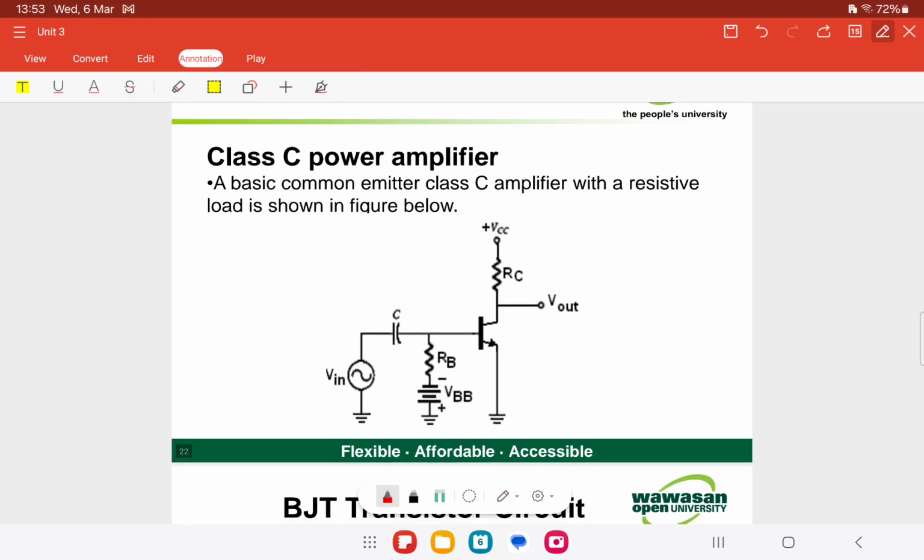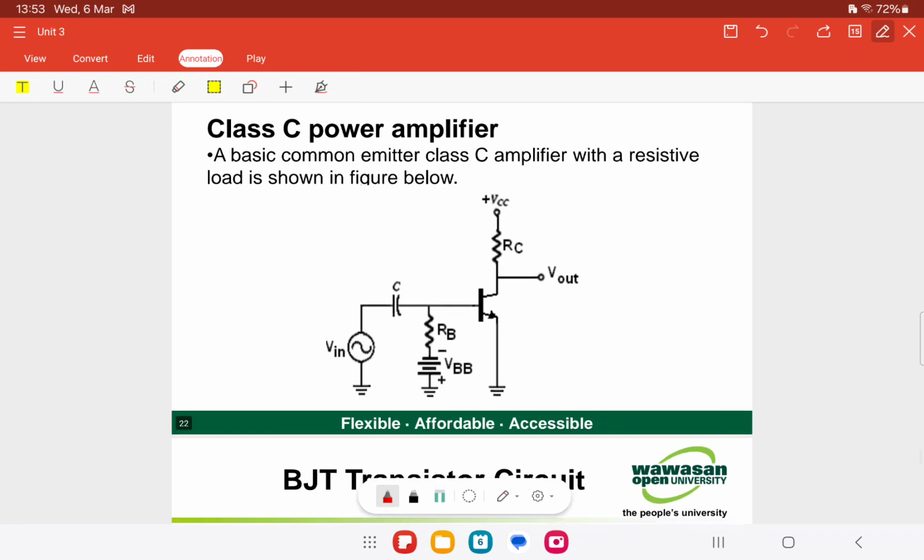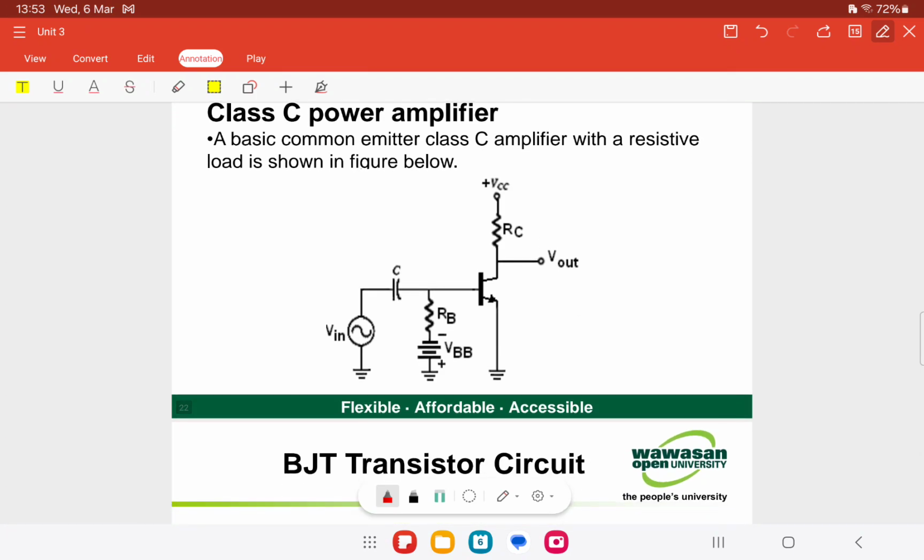This is a basic common emitter class C amplifier with resistive load. It is biased below cut-off, with a negative VBB supply. We have VBB and the VCC supply. The input AC source voltage has a positive peak value slightly greater than the absolute value of VBB plus VBE, so that the base voltage exceeds the VBE of the transistor for a short time near the peak, while the transistor is totally cut off during the negative cycle of the input signal.